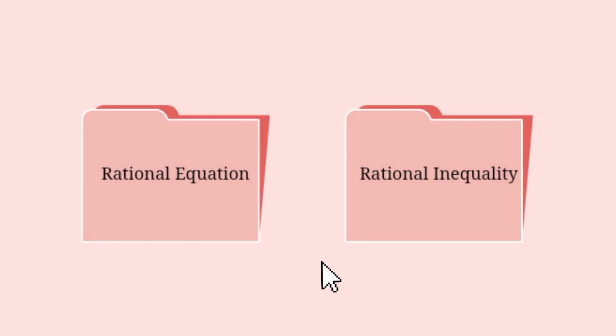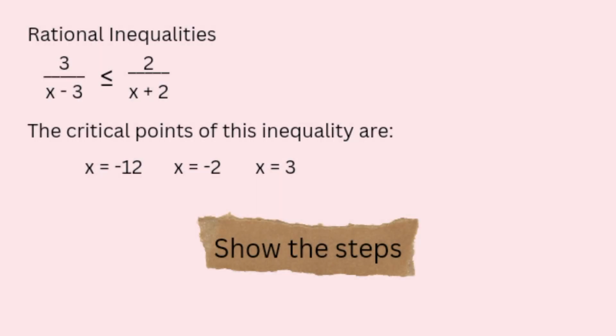Now, we're going to solve a rational inequality. We pick 3 over x minus 3 is less than or equal to 2 over x plus 2. The critical points are x is equal to negative 12, x is equal to 3, and x is equal to negative 2. My friend Marisol Saldivar will show you the solution in solving this inequality.